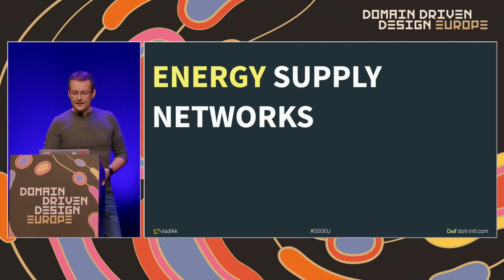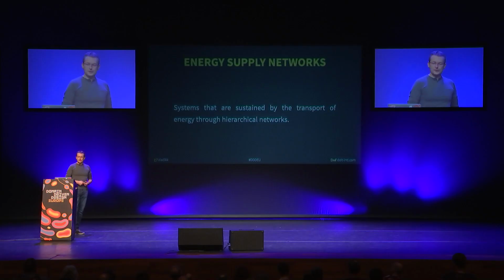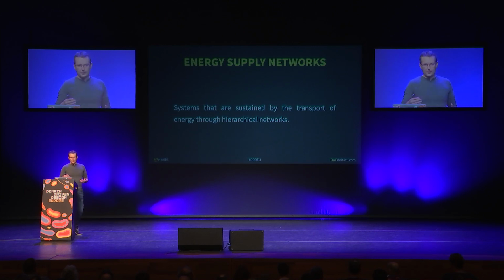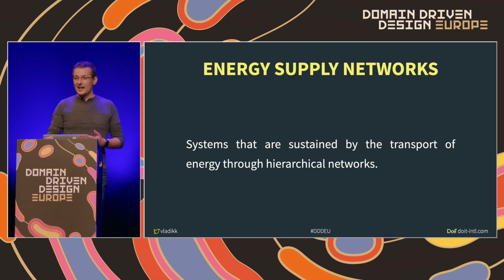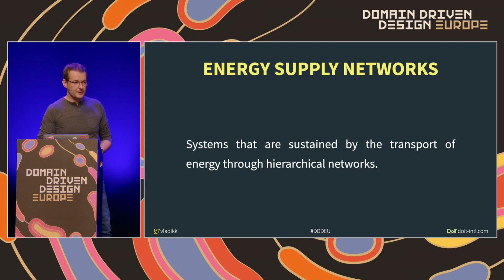So, what are these energy supply networks? Stated simply, energy supply networks are systems that are sustained by the transport of energy through hierarchical networks. In one way or another, the energy is extracted from the system's environment, and it's delivered across the system. In such systems, they are everywhere. Almost all aspects of our lives are controlled by energy supply networks.